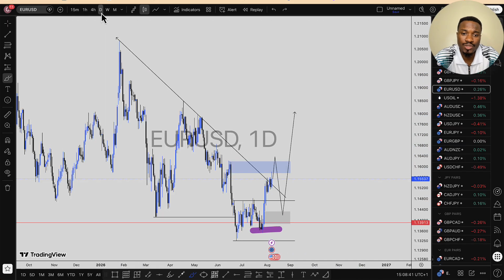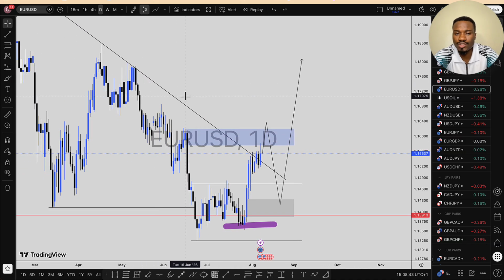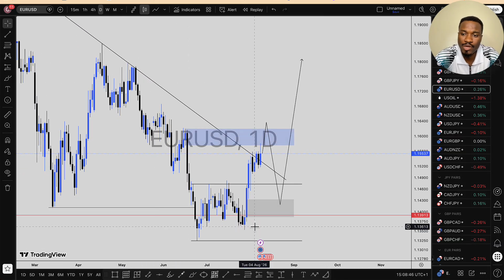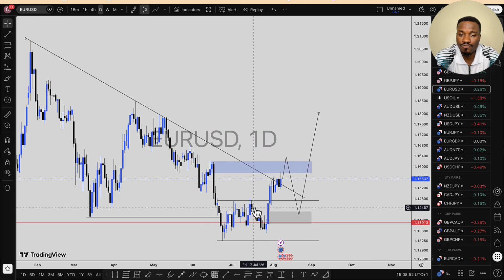So if you are looking out for a trade on this currency pair next week, take note of this key level I pointed out, the supply which acts at 1.16000. Likewise, there are some demands and an FVG on the 4-hour chart.